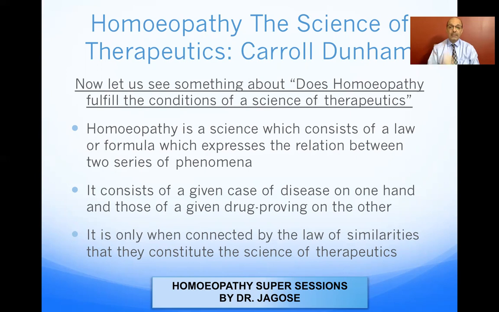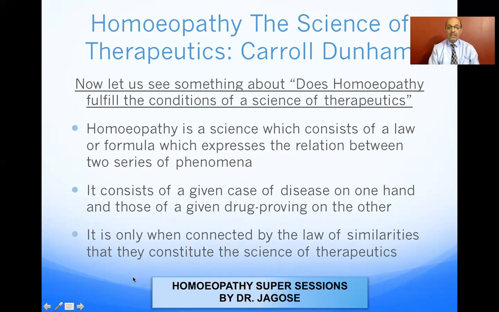The first point is that it consists of the case of the disease. So whatever disease the patient is suffering from, that is before you. And the second point is the drug proving on the other hand, or the tools used to combat the diseases, that is the homeopathic drugs which are dynamized and which have a scientific basis because they are proved on healthy human beings. So on one hand, we have the case of the disease, and on the other, we have the drug proving.